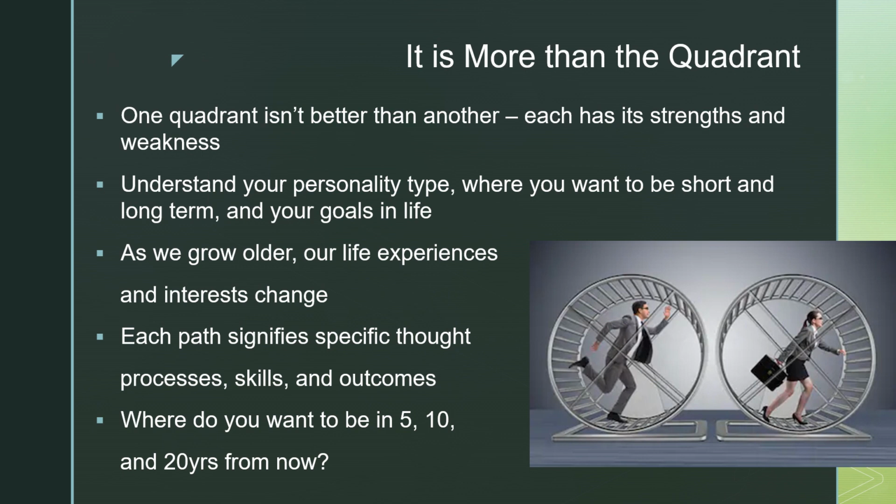So those are things you have to decide in your life, where you want to be, where are your current priorities, and where do you want your life to be long-term? Because if you keep doing the same thing you're doing now, the same thing's going to happen in the future. So if you want a different future, you have to start analyzing what habits and what priorities need to shift in your life. Each path signifies very specific thought processes, skills, outcomes. So somebody that's an employee is going to think very differently than somebody who is an investor.